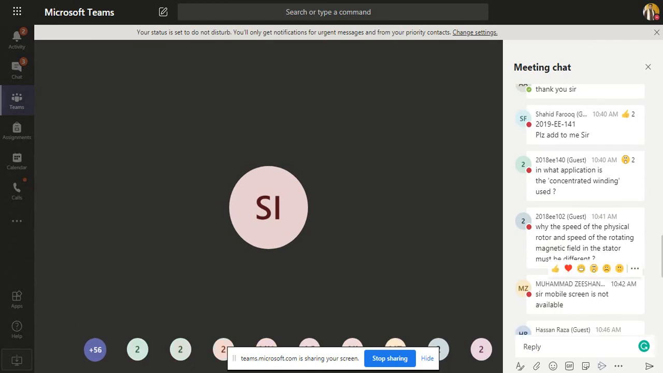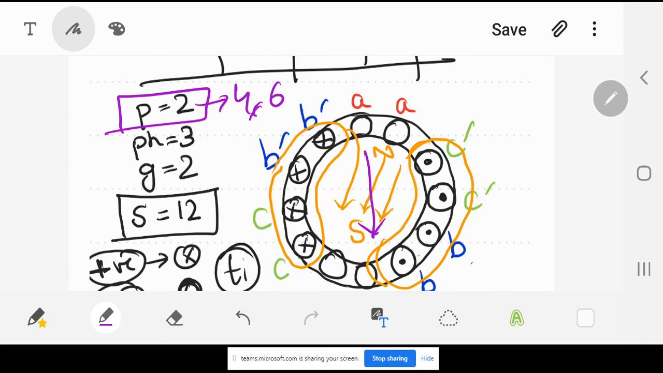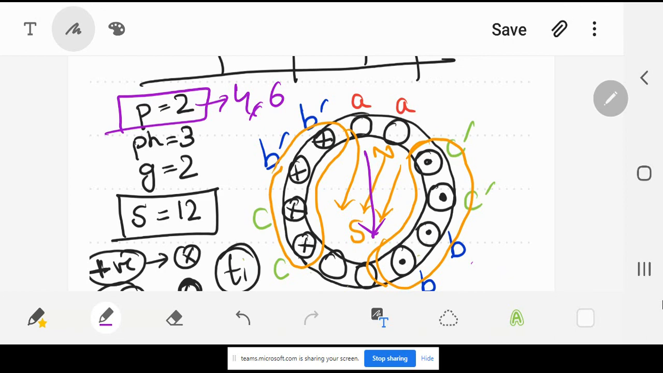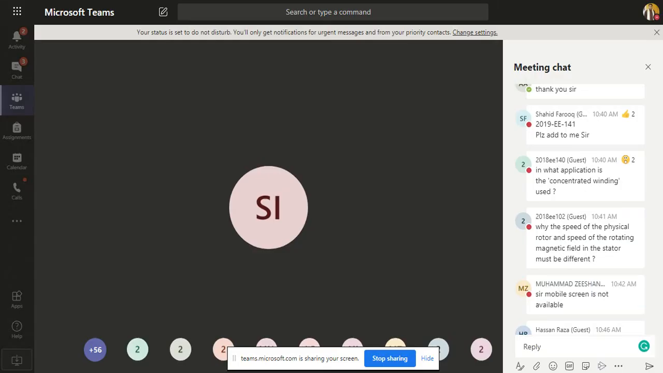My mobile screen is not working. I am constantly showing it. I hope you can see this. The recording is being done, and you can see I have shared the screen with you, and you can see this very easily.